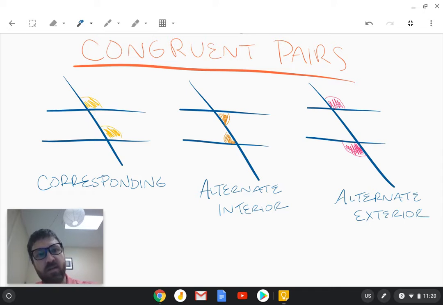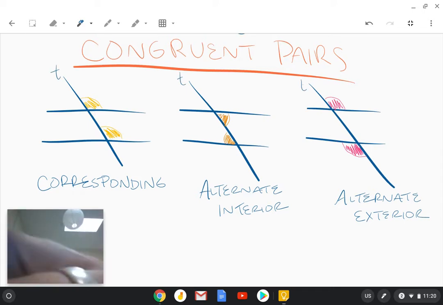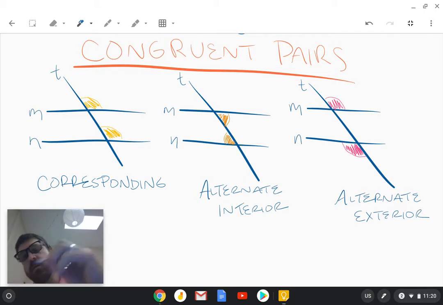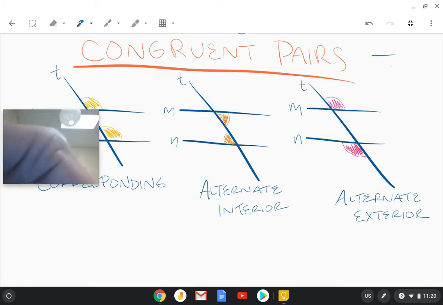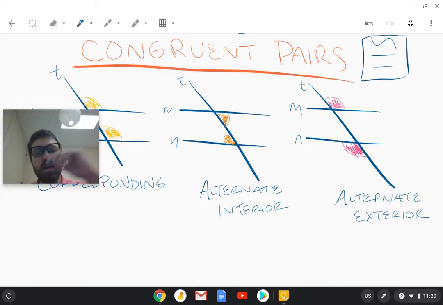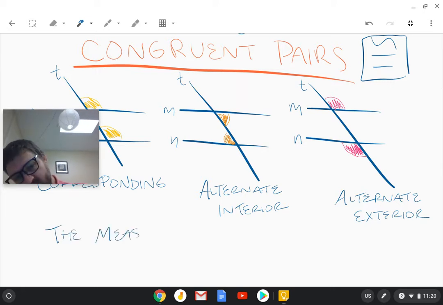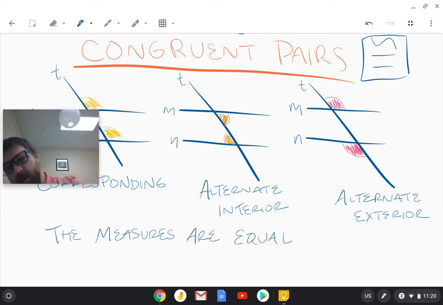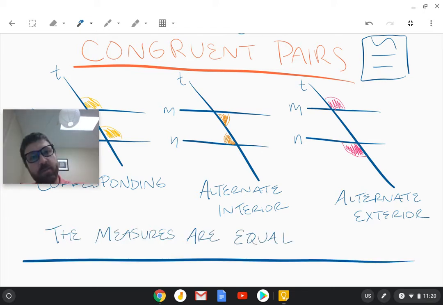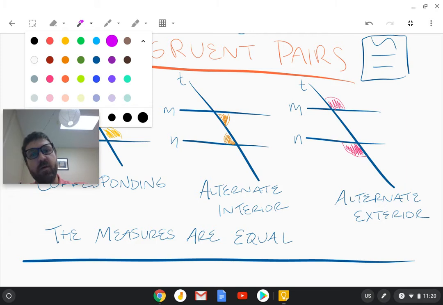Remember, this is all referring to these situations that you see here when you have a transversal line. When the lines are parallel, and I'm talking about these lines here, M and N, as an example, then these angle pairs are congruent. What does congruent mean? Congruent means equal. Okay, so the measurements are equal. Okay, I'm going to write that down. The measures are equal. Okay, so that's one set of relationships. So those 3 all fall under the congruent pairs.